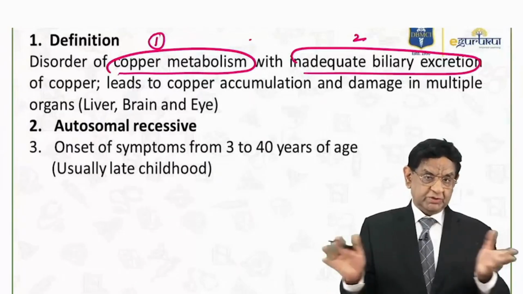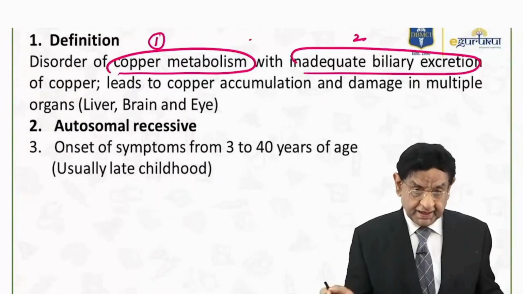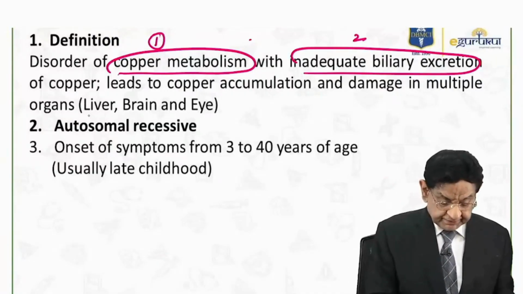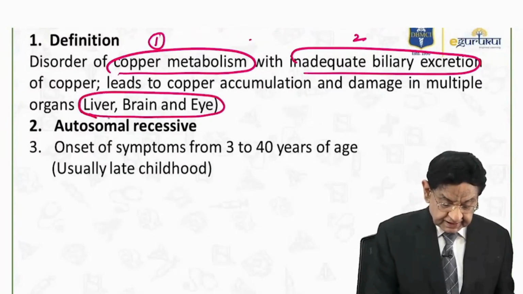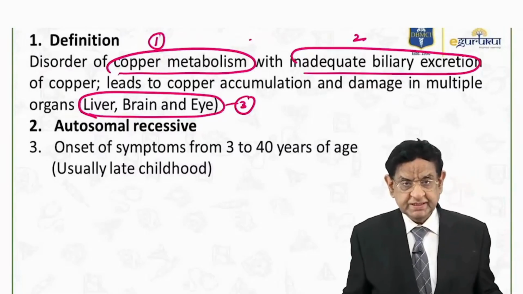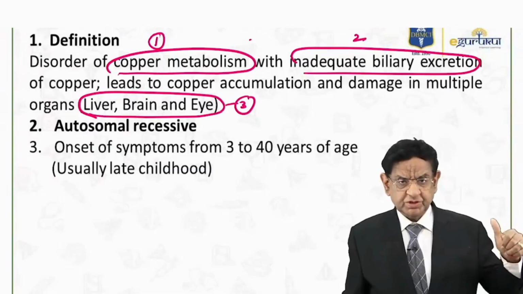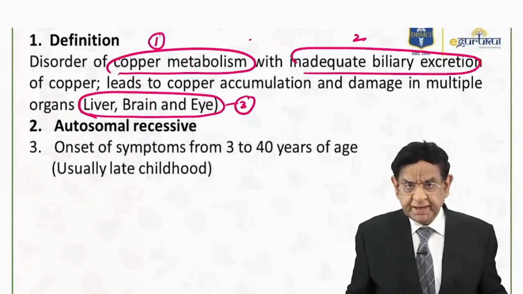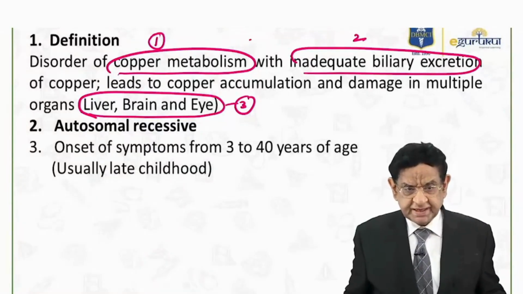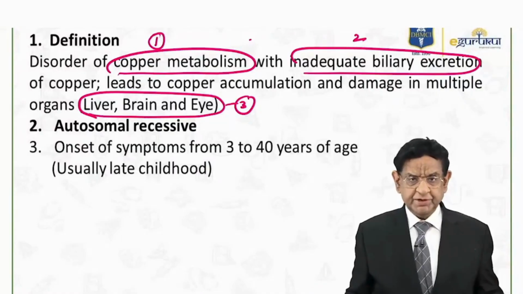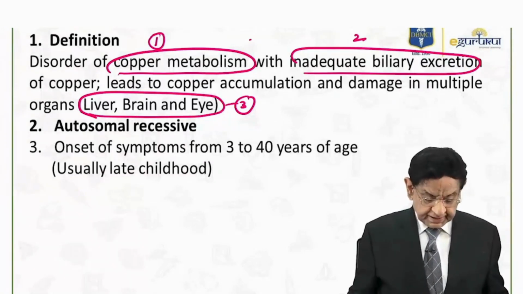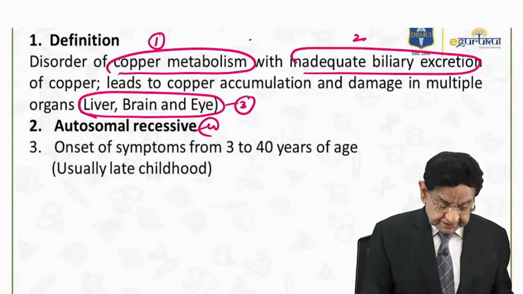So ultimately this copper goes back to the blood, and in the blood it is taken to three places: liver, brain and eyes, where excess of copper is deposited. As of now, three keywords: copper, impaired biliary excretion and deposited in the brain, eyes and the liver. Detail I will be talking to you soon and you will understand each and every word. But three keywords. It is autosomal recessive.